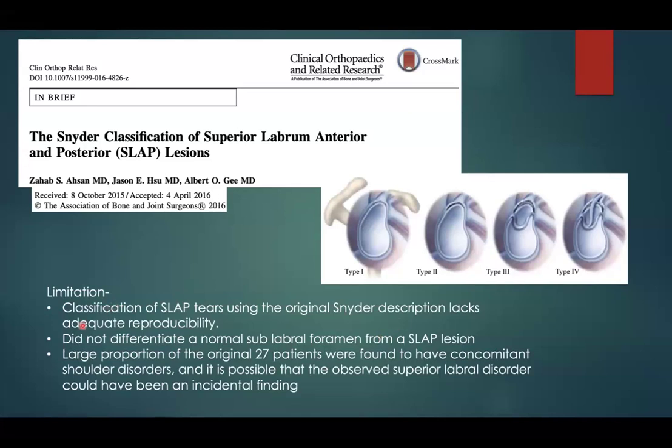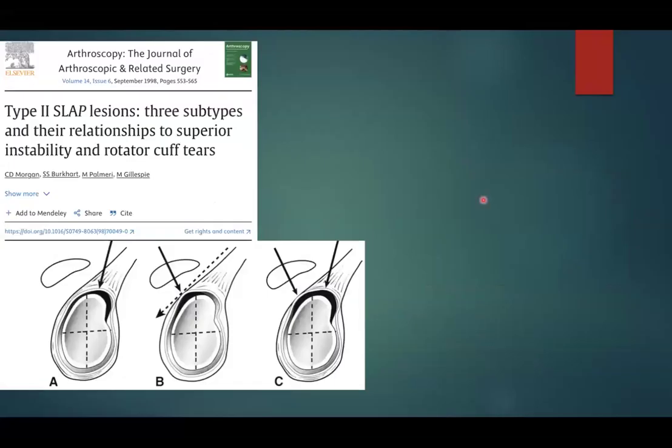The limitation of the classification was that classification of SLAP lesion using the original Snyder description lacks adequate reproducibility and did not differentiate a normal sublabral foramen from a SLAP lesion. A large proportion of the original 27 patients were found to have concomitant shoulder disorders, and it is possible that the observed superior labral disorder could have been an incidental finding. And although the diagnosis using the classification system is often currently made preoperatively based on MR images, the original anatomic description was based solely on an arthroscopic diagnosis. So that's why many classifications were invented.